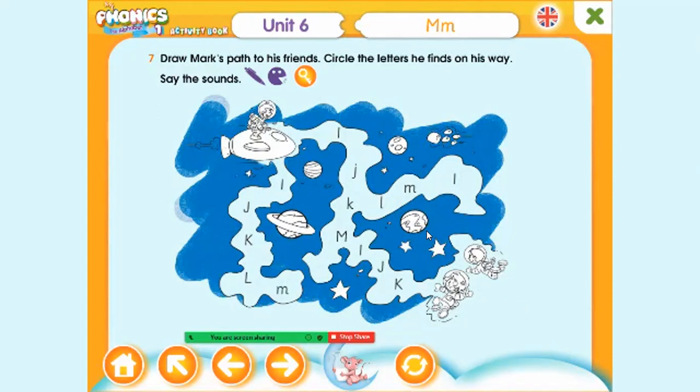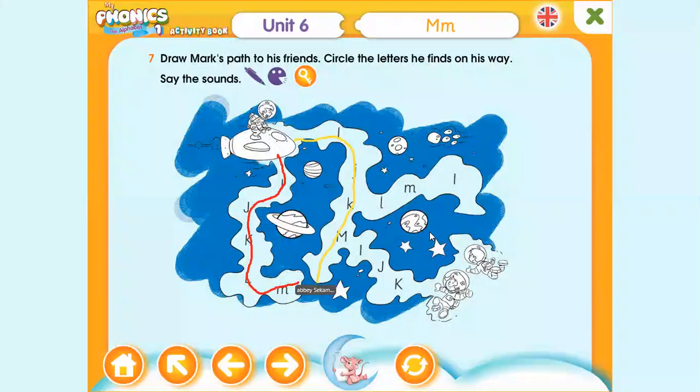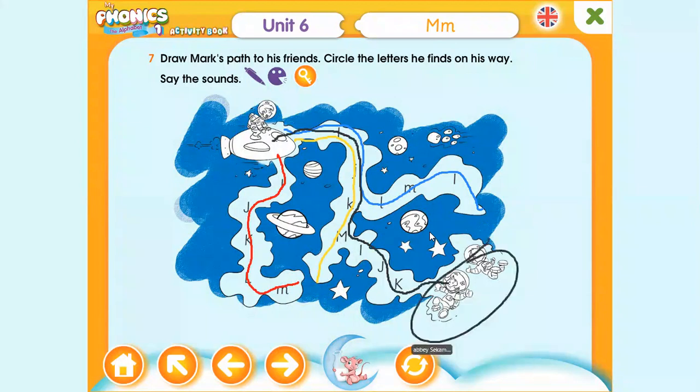Like I said, if he follows the red path, as you are seeing here, it will not lead him anywhere. If he follows the yellow path, it will not lead him anywhere. If he follows the blue path, it will not lead him anywhere. But if he follows the black path, ding, he will find his friends.